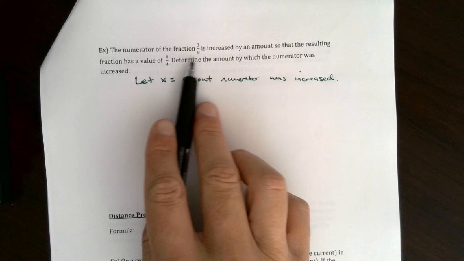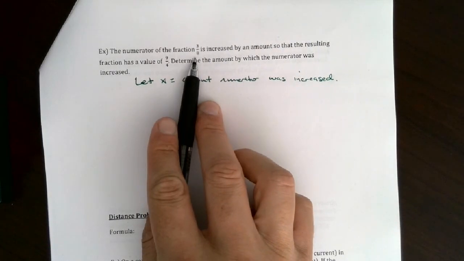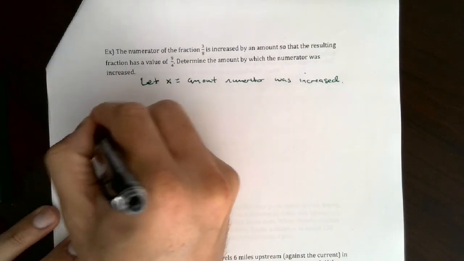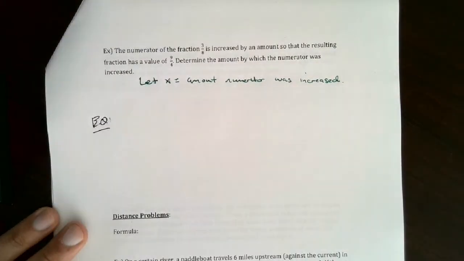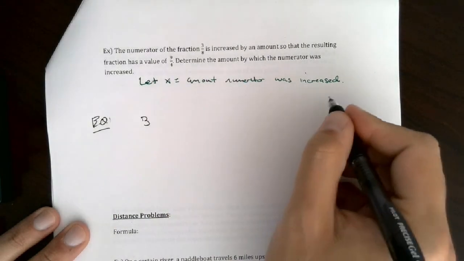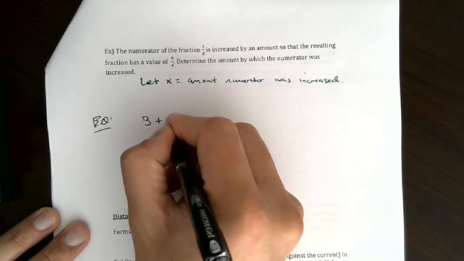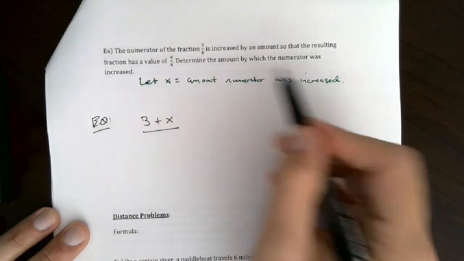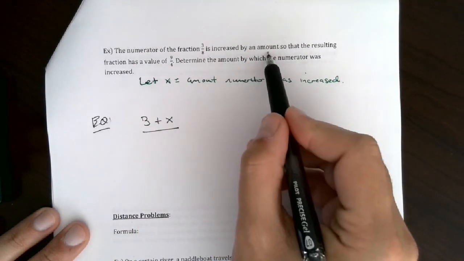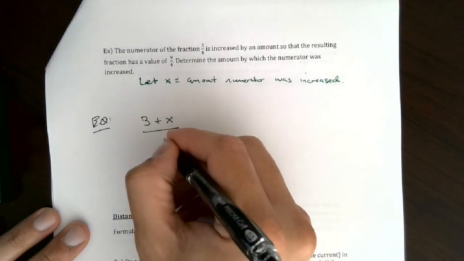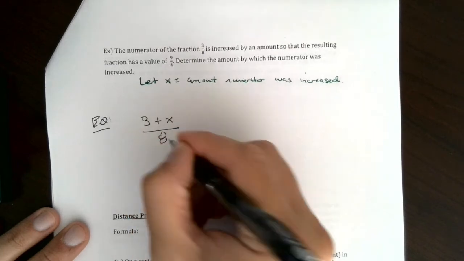Now, think about what I'm talking about. The numerator of the fraction 3/8. Which part's the numerator? Well, the numerator is the top, right? The 3. So if I go to write the equation, the numerator of 3/8, the 3, is getting increased by some amount. Increased by means you're adding to it. So 3 plus x. But the denominator didn't change. So we have 3 plus x all over 8.